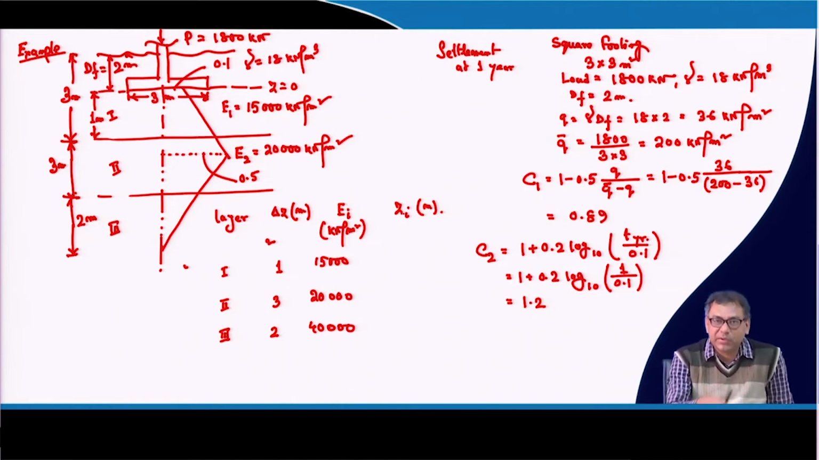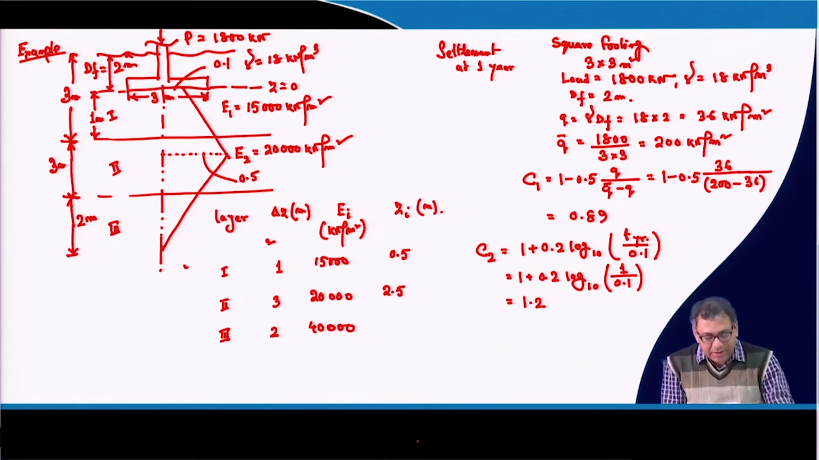Zi is the middle of each layer, measured from the base, where the base is z equal to 0. So the distance from the base to the middle of the first layer is 0.5, because the thickness of the first layer is 1 meter. For the second layer it will be 1 meter plus 1.5 meter, so it will be 2.5 meter. For the third layer it will be 1 meter plus 3 meter plus the middle of the third layer, which is 1 meter. So that will be 5 meter.